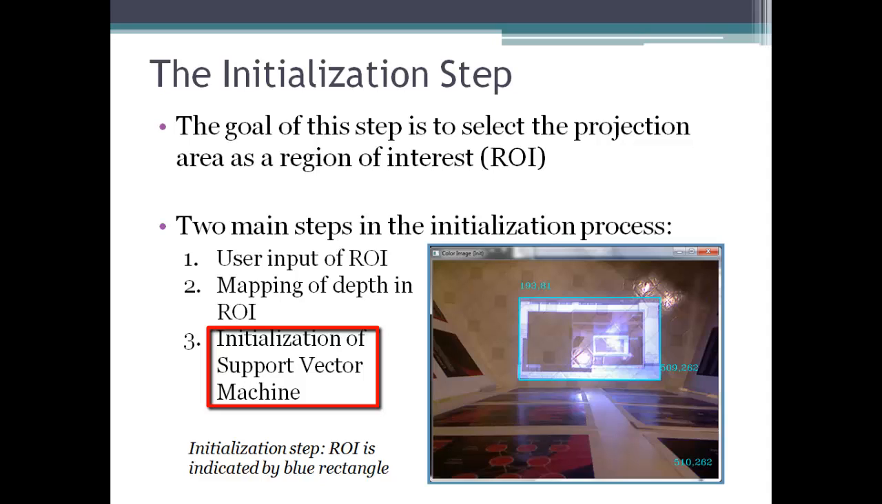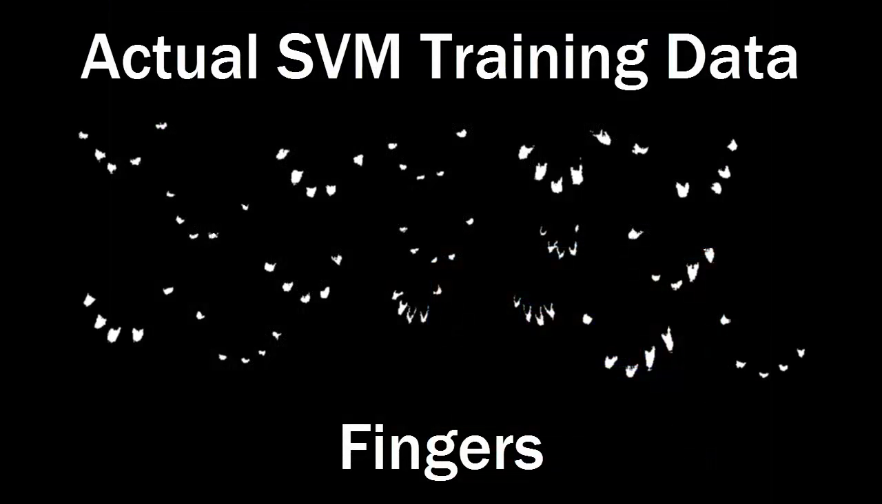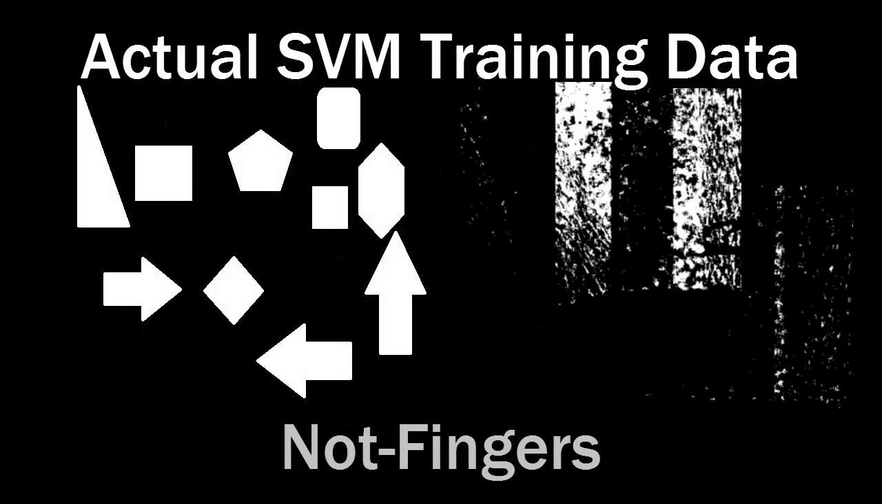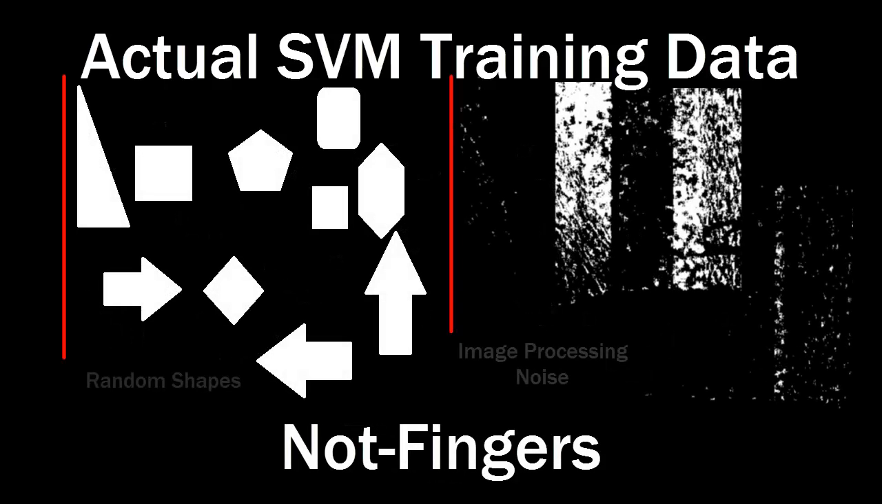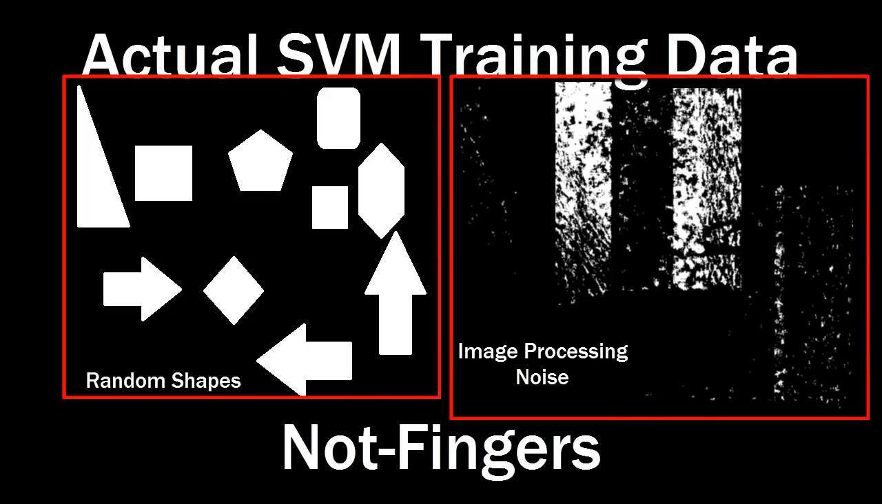The support vector machine algorithm is initialized by using 2 sets of data. The first set of data is all shapes that look like fingers, and the second set of data is all shapes that are not fingers. In other words, that is image processing noise. Using the support vector machine will allow the device to be more noise resilient.